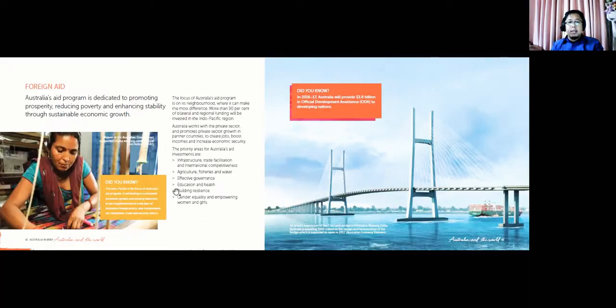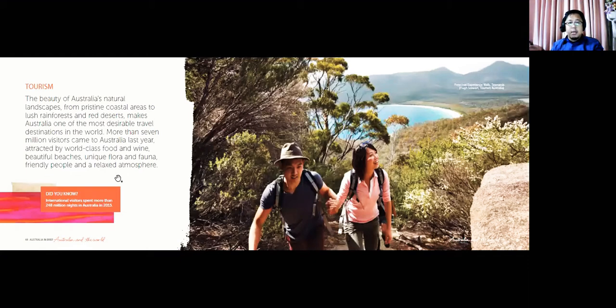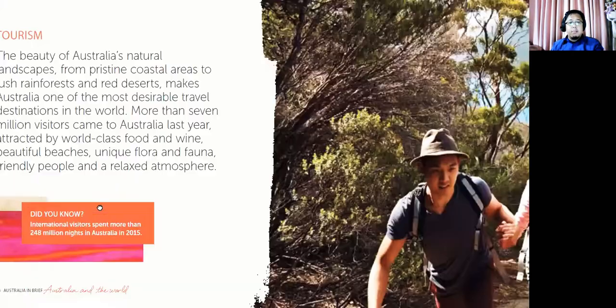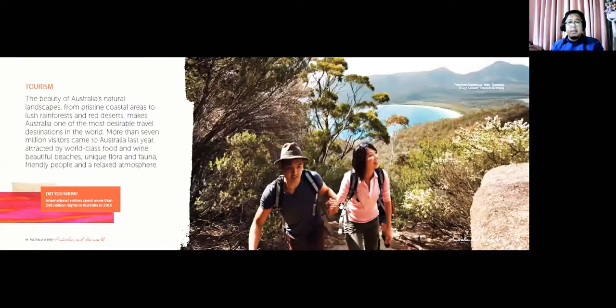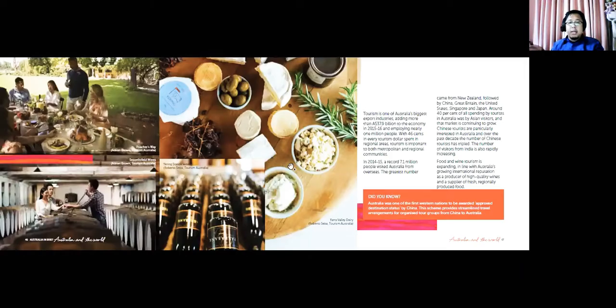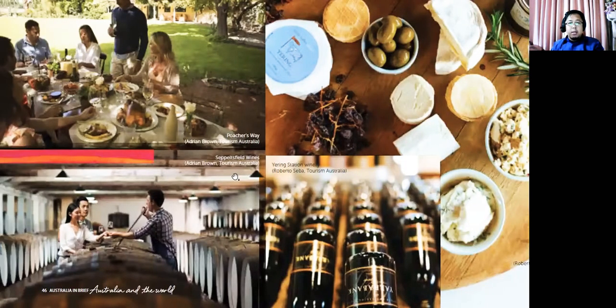Nah, kemudian kita lihat tourism in Australia is interesting karena international visitors spend more than 248 million nights in Australia in 2015. Kemudian, this is interesting. This is the dairy product about Australia, and this is the Sappelsfield Vines. This is wine.